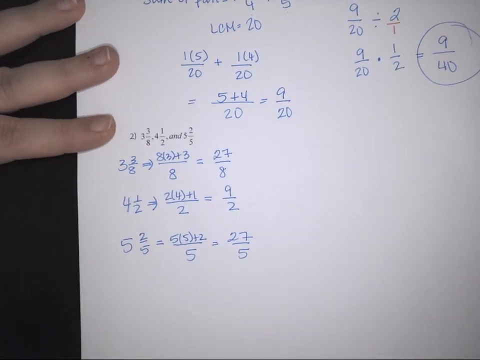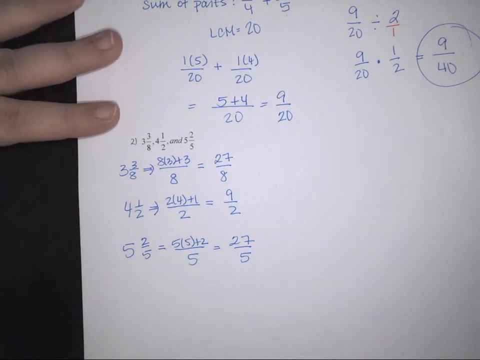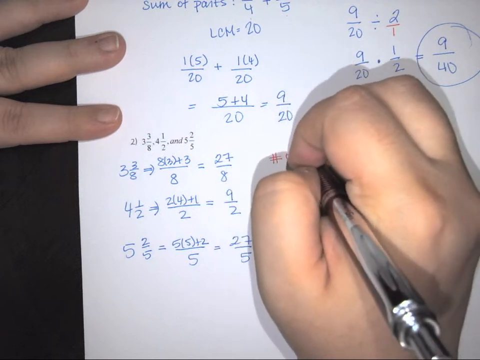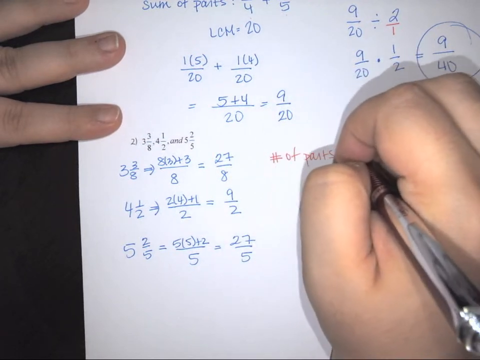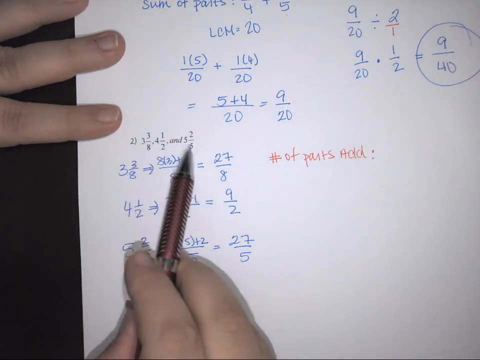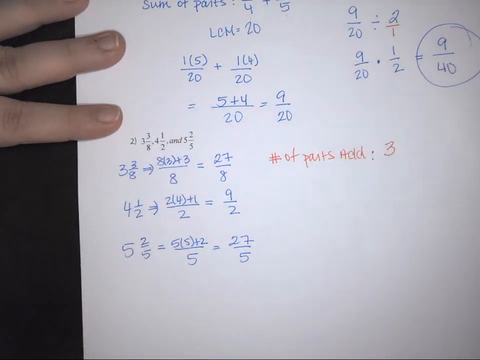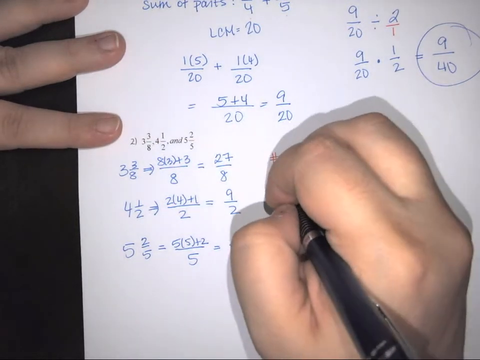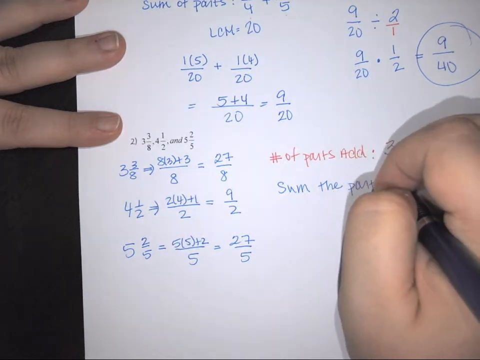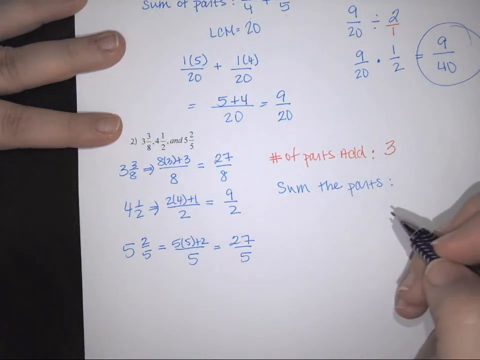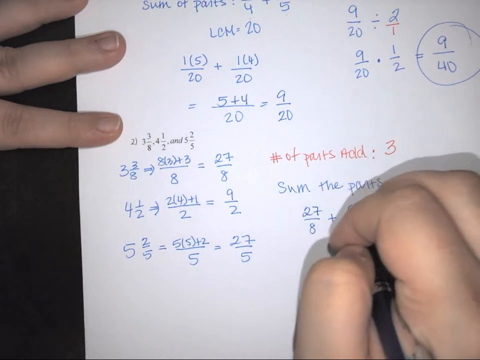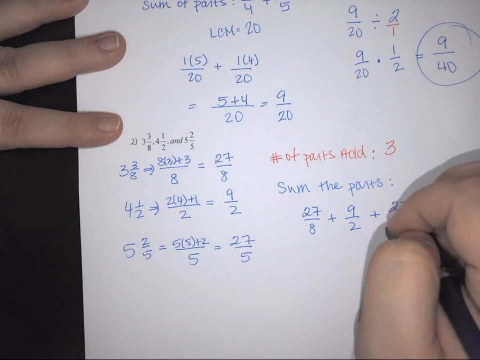So again, I have to remember my 2 rules. First is the number of parts that we are going to add. And here I have 1, 2, 3, so my number of parts is 3. The second piece of the puzzle is I have to sum the parts. Summing the parts says 27 over 8 plus 9 over 2 plus 27 over 5.